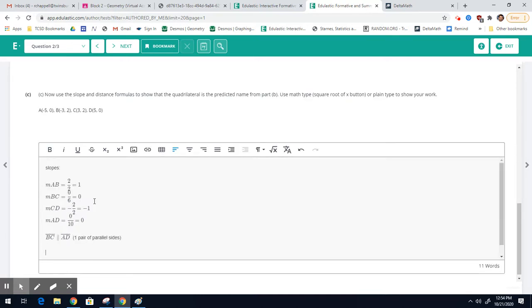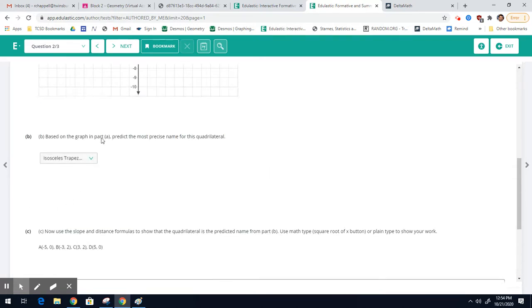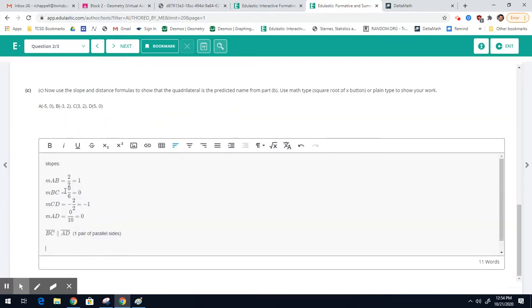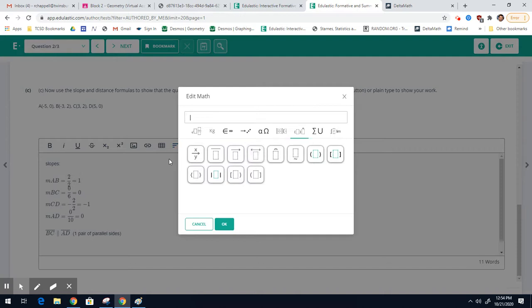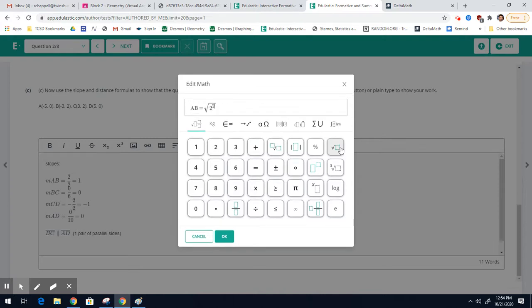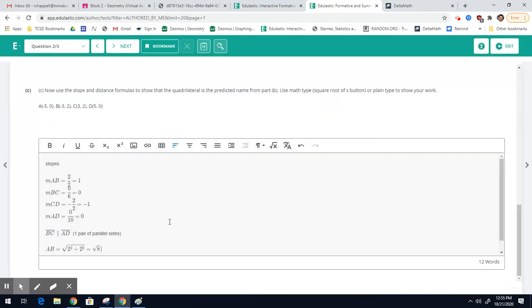So now let's see if it's isosceles. Let's find the length of our legs, which would be AB and CD. To do that, I'll use the rise and run. To find the length of AB, it's 2 and 2. So AB equals the square root of 2 squared plus 2 squared. That is going to be the square root of 8. And that does not simplify, so leave it alone.